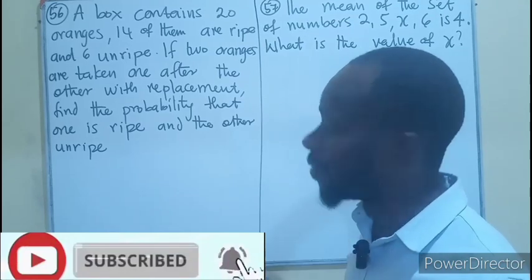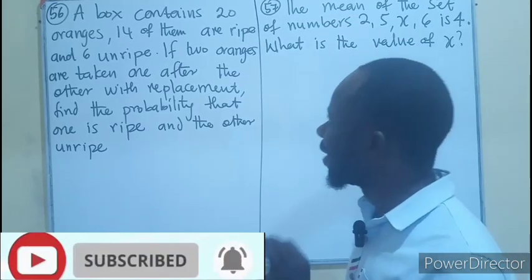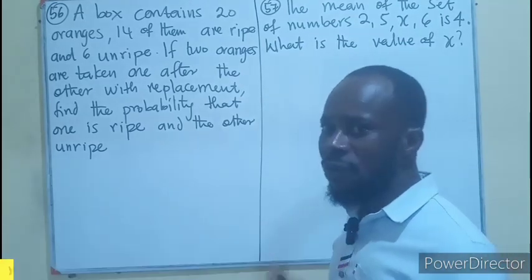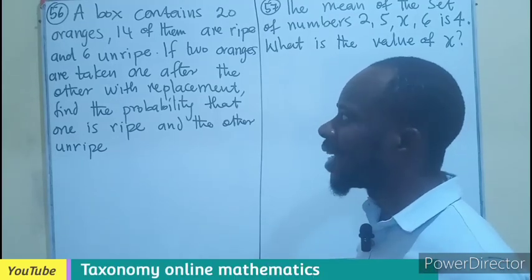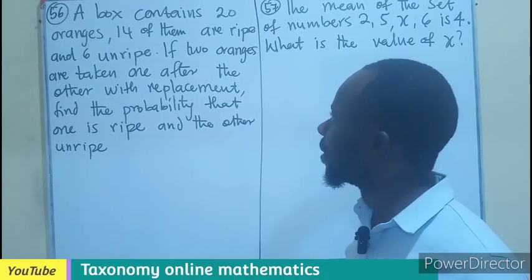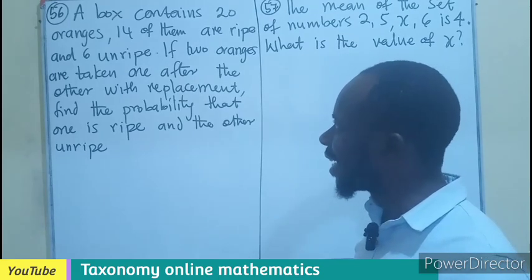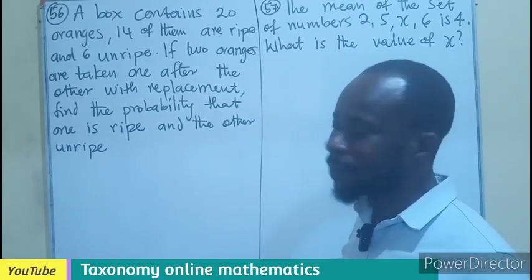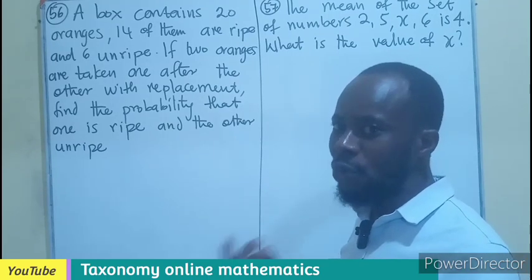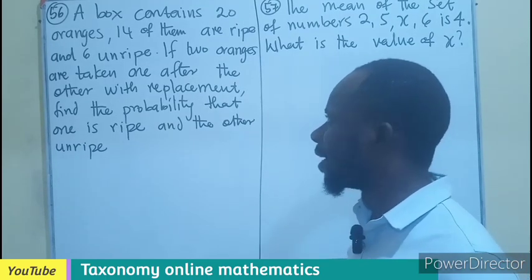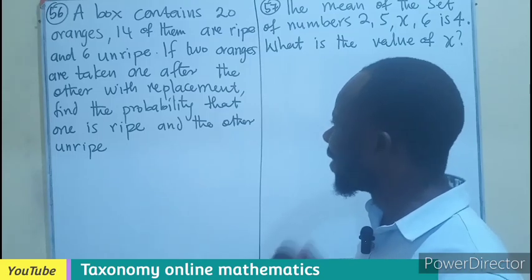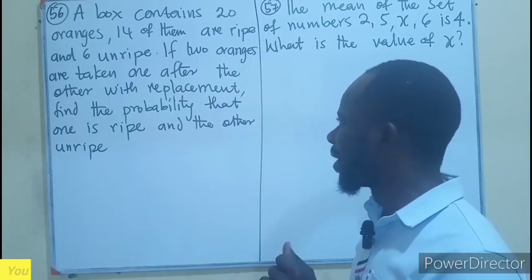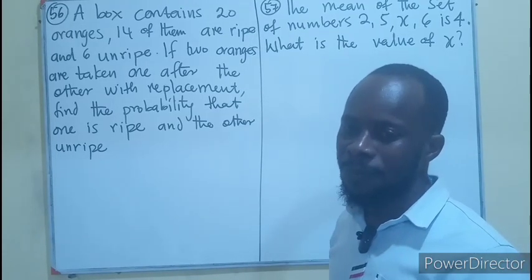Question number 56. A box contains 20 oranges, 14 of which are ripe and 6 are unripe. If 2 oranges are taken one after the other with replacement, meaning you take the first one, you note it, you put it back. We have to find the probability that one is ripe and the other is unripe.